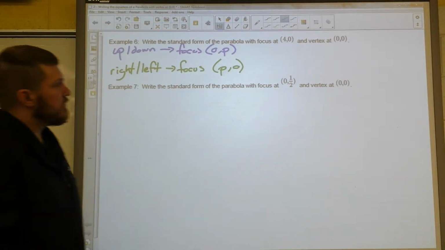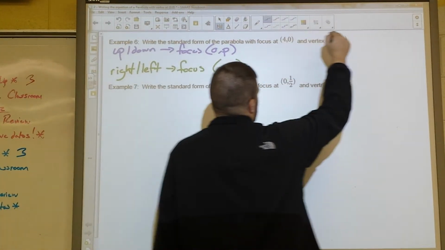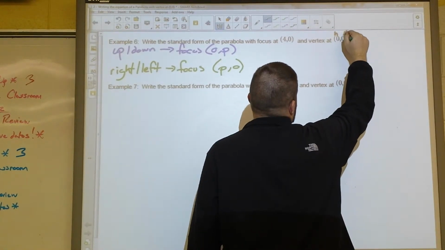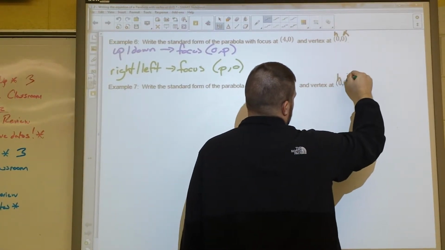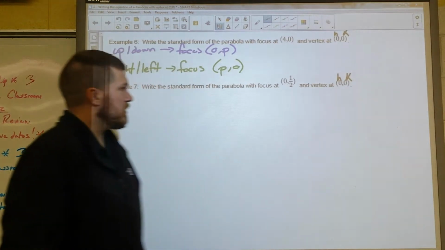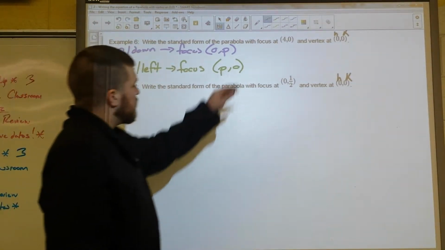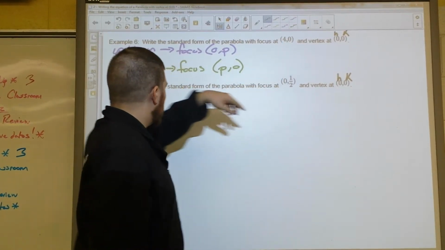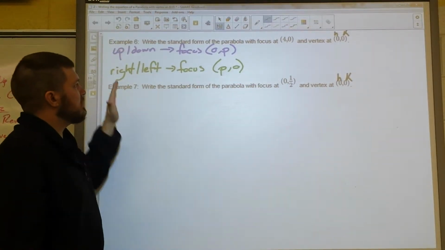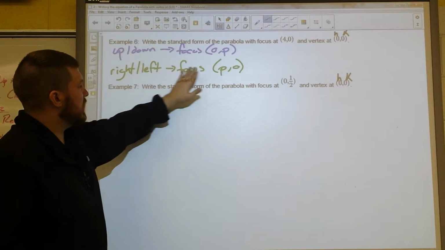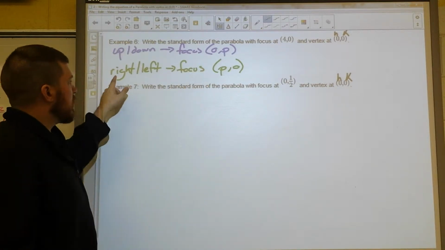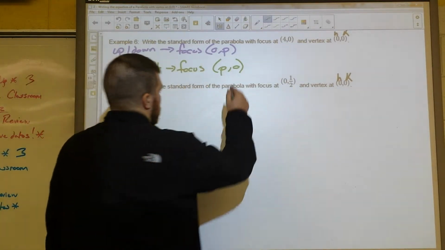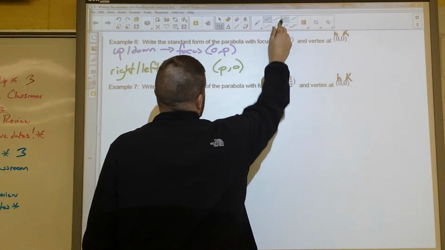Alright, and since we know the vertex for each problem, we already know h and k. H is 0, k is 0. Same thing for the second example. H and k is 0. So let's go ahead and take care of that. Alright, well, based on the focus in example 6, I have a number, 0. So we know p is a number, so that implies to me the one that matches up best is the green. So this parabola opens right or left. So this is the one we're going to use.